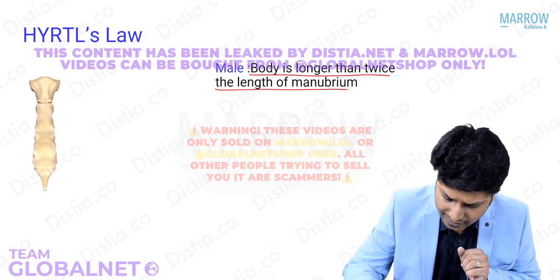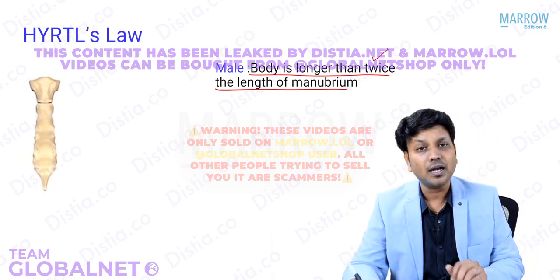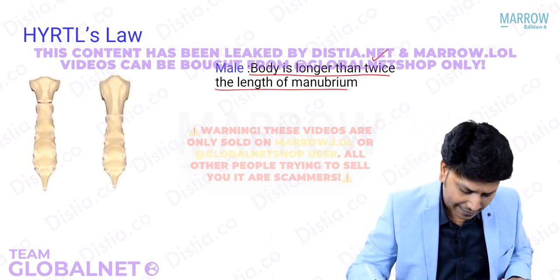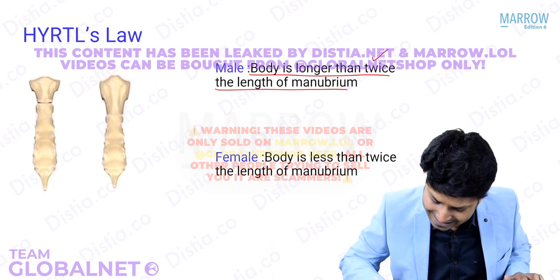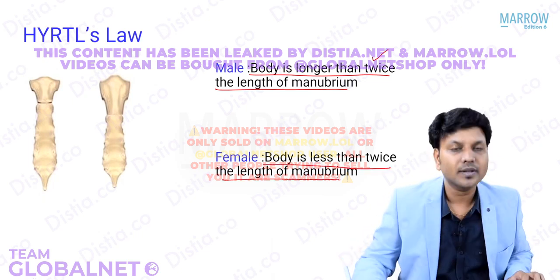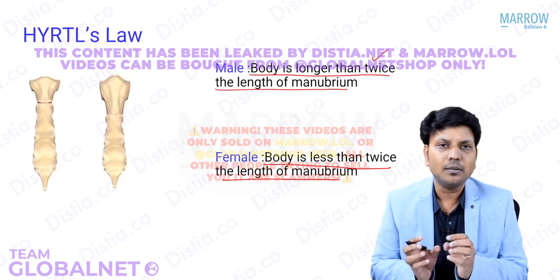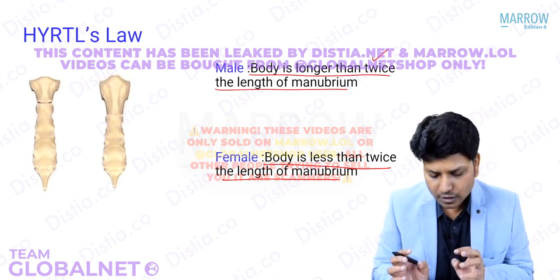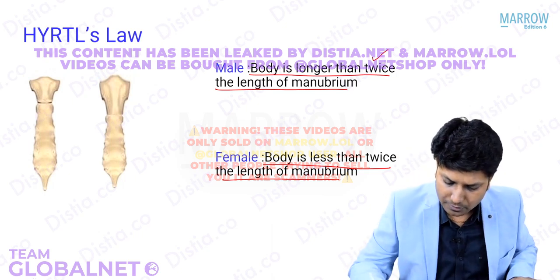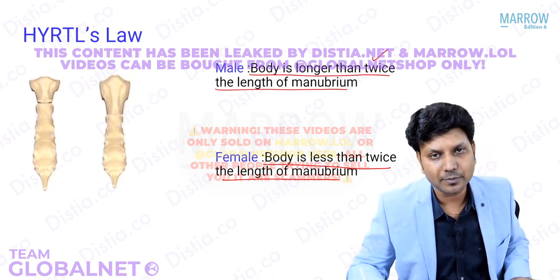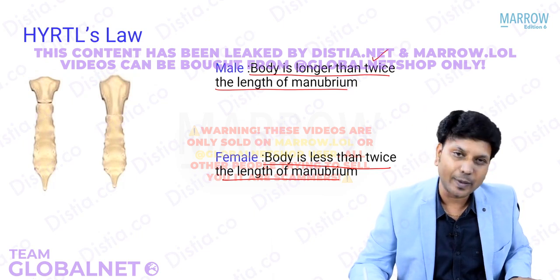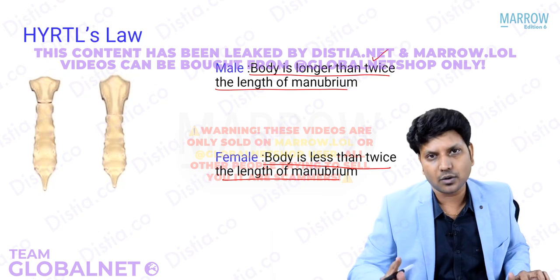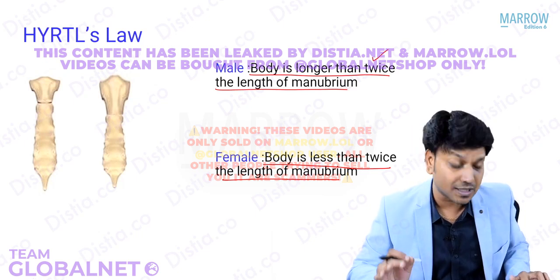If the body is longer than twice the length of the manubrium, it is suggestive of male. Similarly, in the case of female, the body is less than twice the length of the manubrium. The manubrium will be longer, the body will be a little shorter. So this is called Hunter's rule that you have to remember. Body is longer than twice the length of manubrium in male; body is less than twice the length of manubrium in female. So these are the two important rules that you have to remember with regard to the sternum.